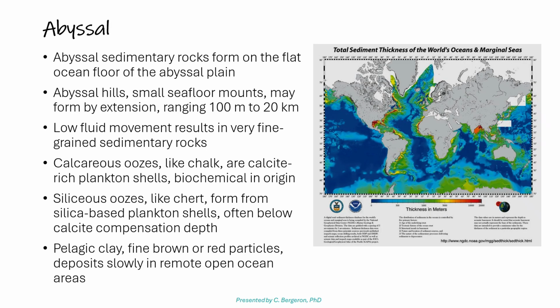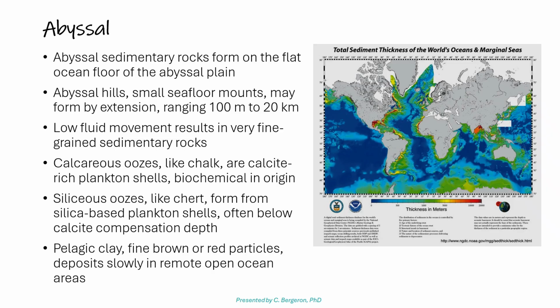You basically have three types of depositional environments. There are marine, terrestrial, and then transitional environments, or near shore kind of environments. So the first marine environment would be abyssal. Abyssal sedimentary rocks form on the abyssal plain, and this is the plain that encompasses relatively flat ocean floor.